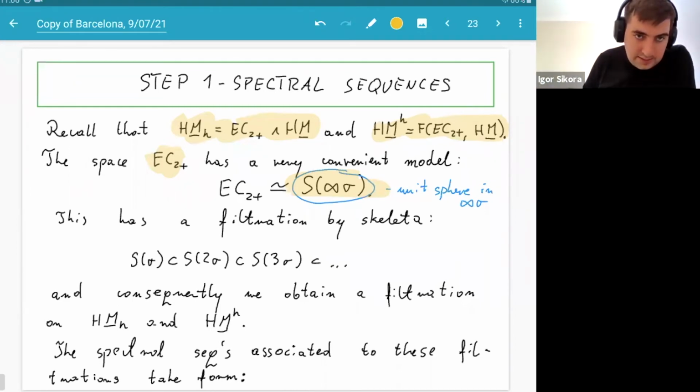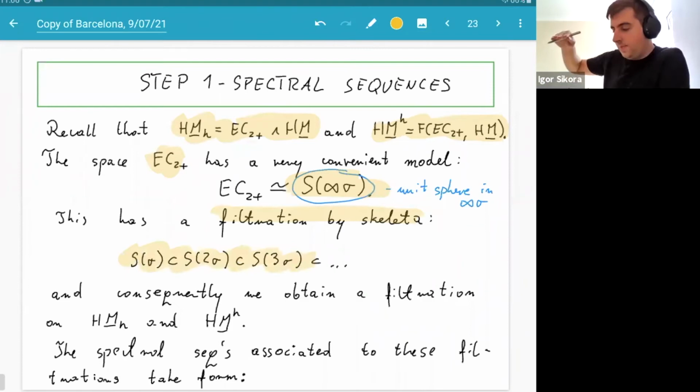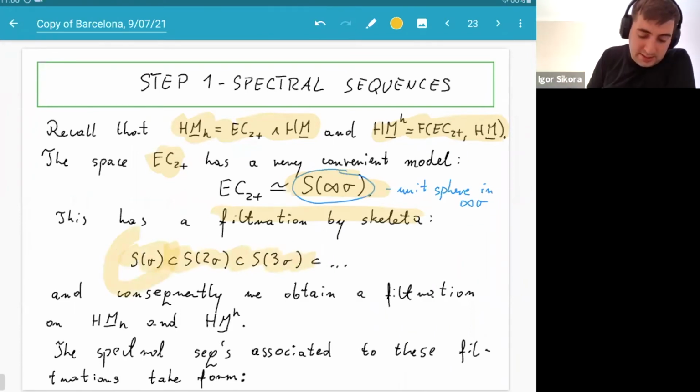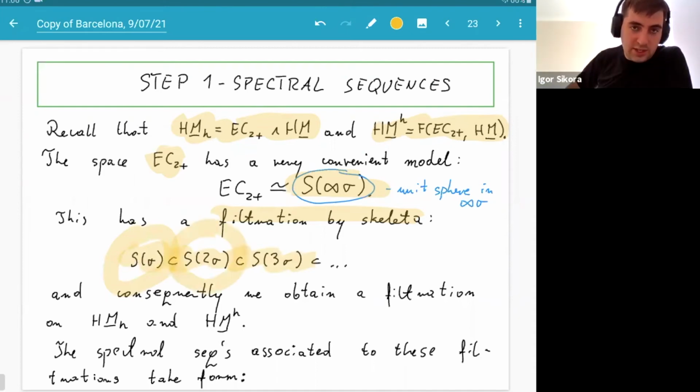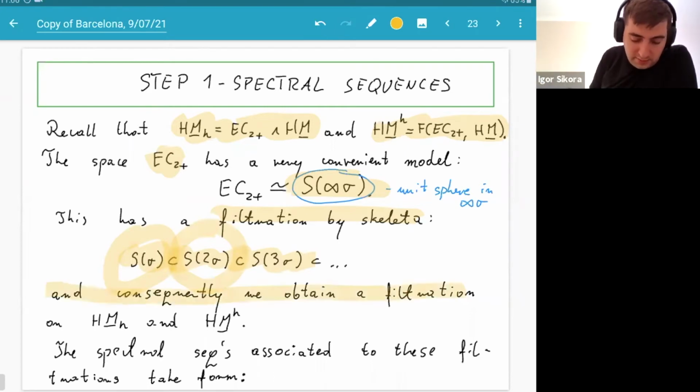And this space S(∞σ) has a filtration by skeleta given as here. So these are just smaller unit spheres. This is the unit sphere in the sign representation, in 2 times the sign representation, and so on and so forth. And thus, consequently, we obtain a filtration on the free C2 spectrum and the Borel completion. And the spectral sequences associated to these filtrations take the following form.